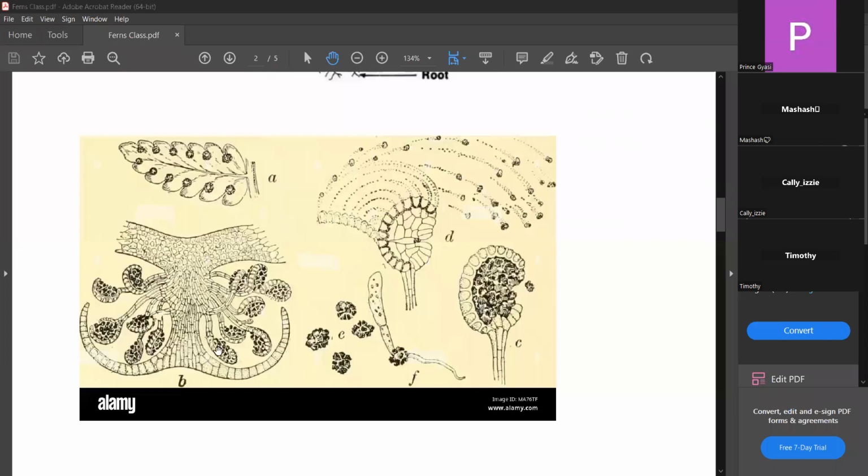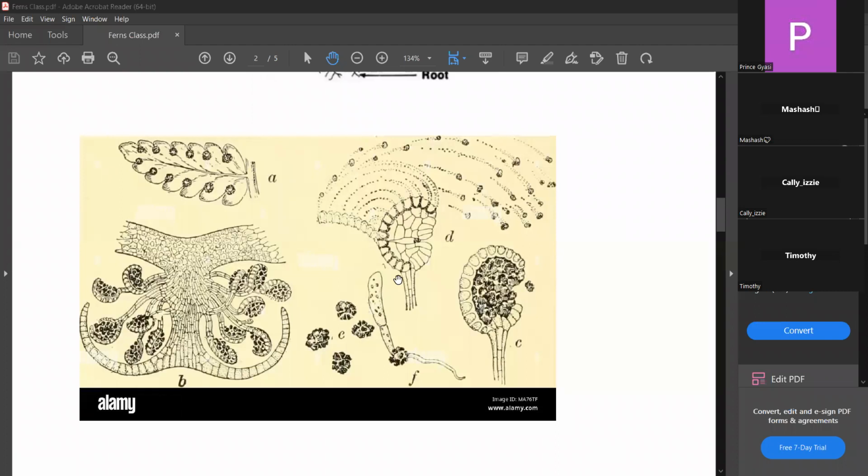This part is what I'm calling the indusium, right? During maturation, this would shrink. When it shrinks, it exposes the sporangia. What you are seeing here are the sporangia. And I told you a cluster of sporangia is known as a sorus. So what you are seeing here as a whole is the sorus.